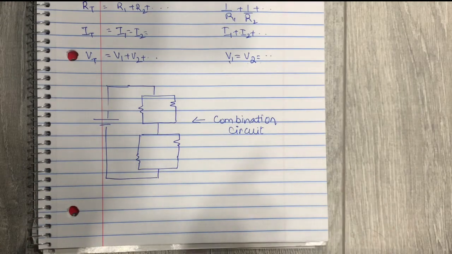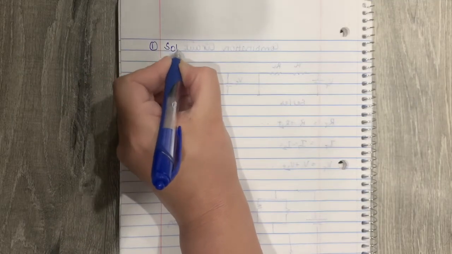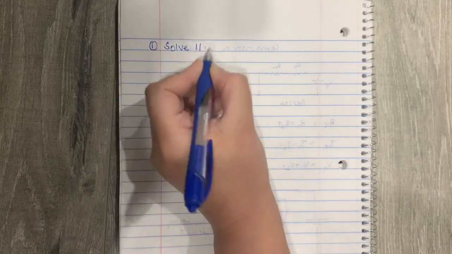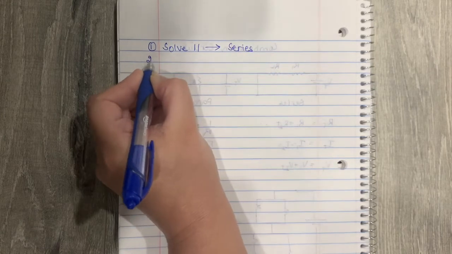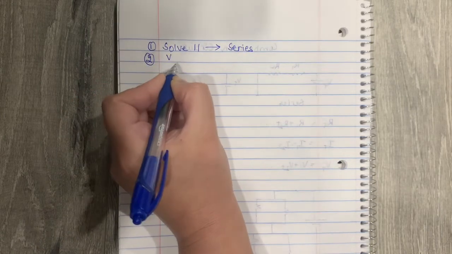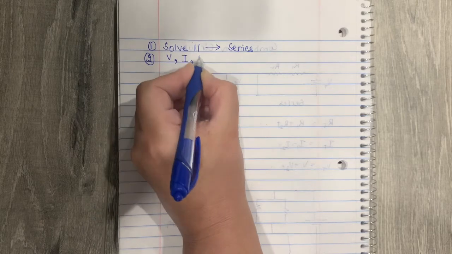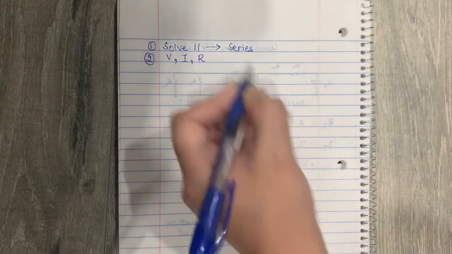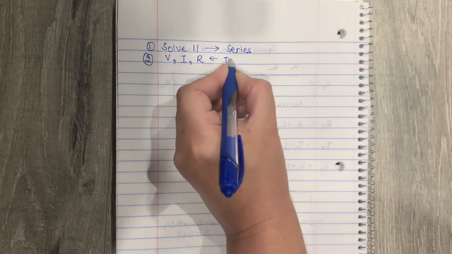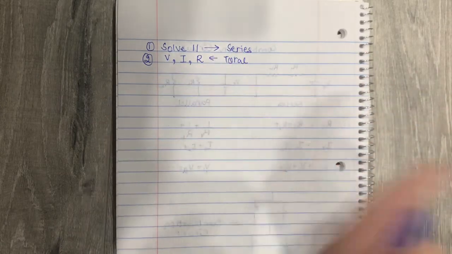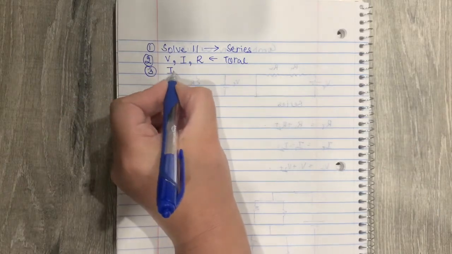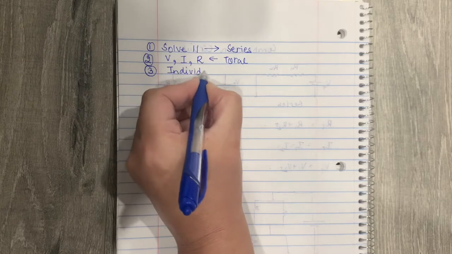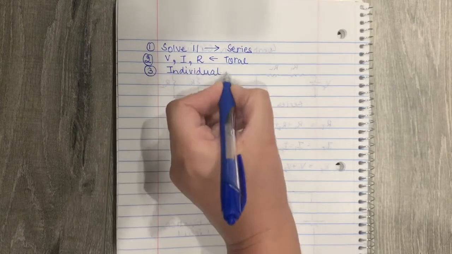So let's proceed. The first step is that we should know how to solve a parallel circuit into a series circuit. And then the second step involves that we should know how to calculate the values of voltage, current and resistance. First, we should know how to calculate their total values. Some of them may be given and some may not be given. We should know how to calculate them. And then we should know how to calculate their individual values across each of the resistors.